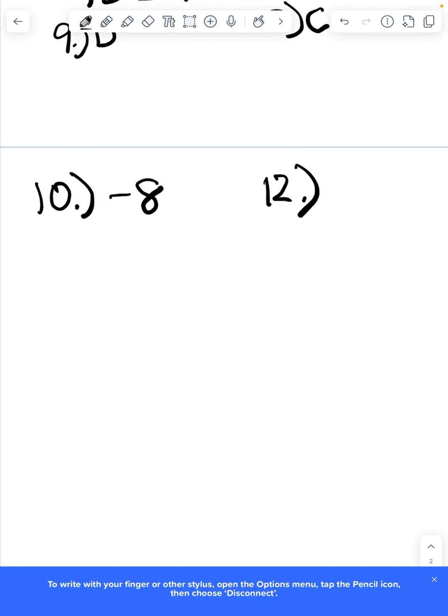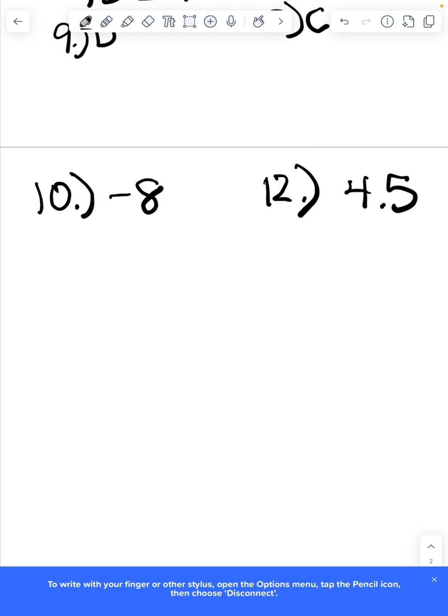Moving right along. Next, we're going to do numbers 10 through 36 even. Number 10, directions say state the opposite of each number. Number 10, opposite of 8 is -8. Number 12, opposite of -4.5 is +4.5.